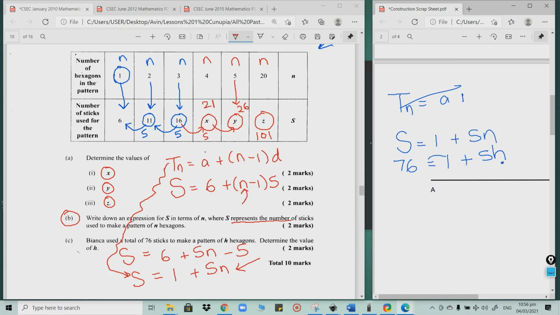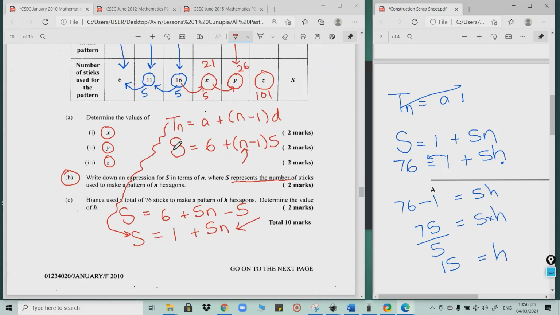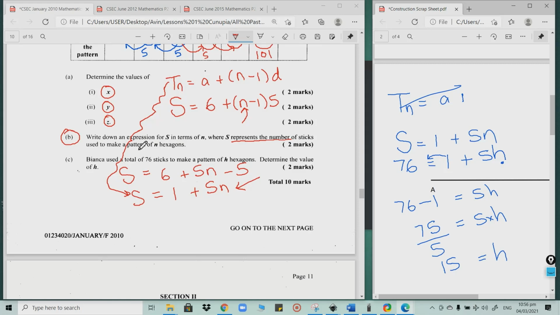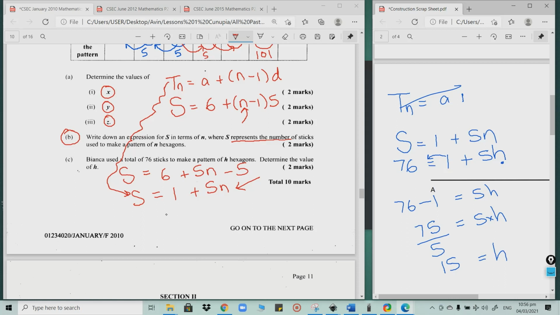Throw across positive 1, we get minus 1. 76 minus 1 is 75. And this is equal to 5n. The 5 is a multiply, throw it across, you get a divide. 75 divided by 5 is 15. So if we have 15 hexagons connected in this pattern, it will have 76 matchsticks. All right, guys. So I believe this was, let me see which year this was. Oh yes, it was January 2010.